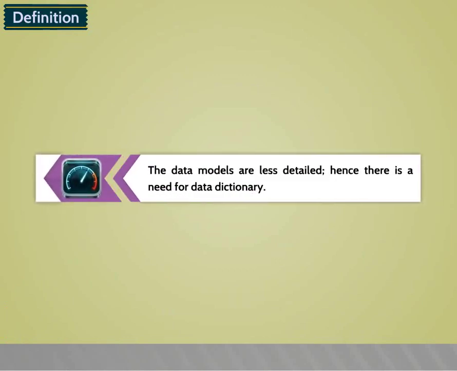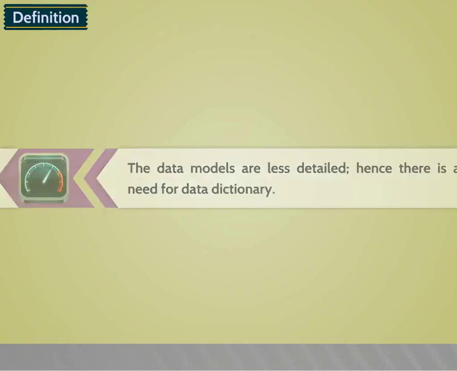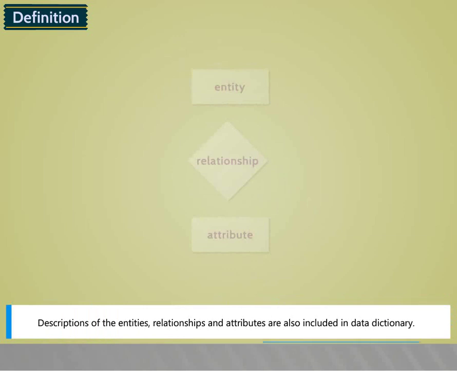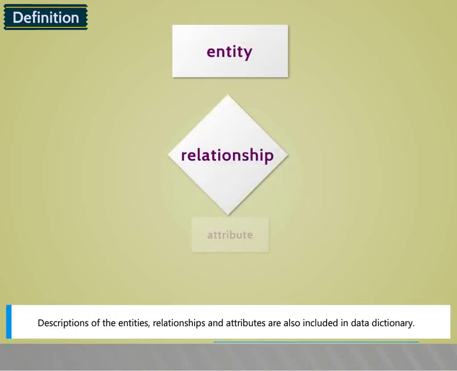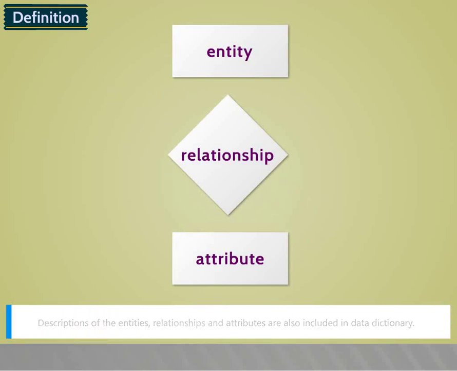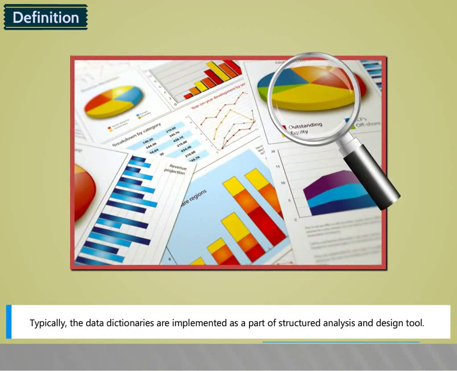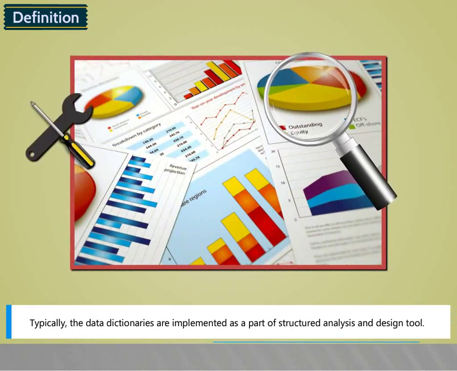The data models are less detailed, hence there is a need for data dictionary. Data dictionaries are lists of all of the names used in the system models. Descriptions of the entities, relationships, and attributes are also included in data dictionary. Typically, the data dictionaries are implemented as a part of structured analysis and design tool.